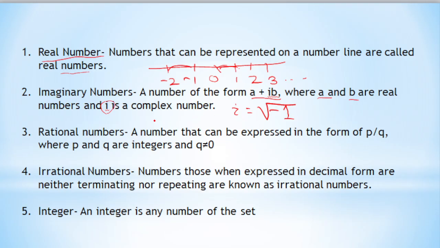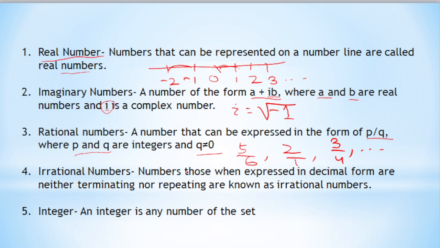Then rational numbers. A number that can be expressed in the form of p by q, where p and q are integers and q is not equal to 0. That means, for example, 5 by 6, 2 by 1, and 3 by 4. This come under rational numbers.